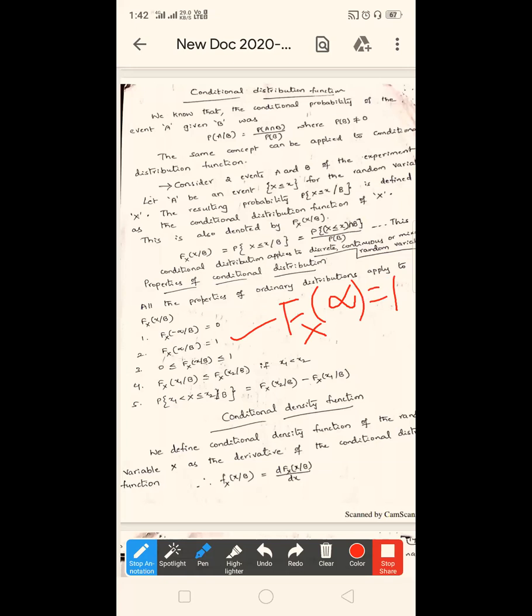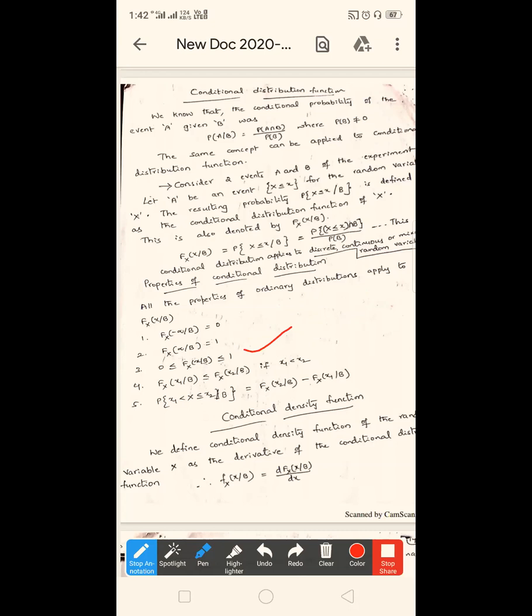Okay, already we know that the cumulative distribution function Fx of infinity is equal to 1. But this is a conditional distribution. That's why within the brackets you have to write given b, infinity given b. That is the difference. Okay. So next see the third property.